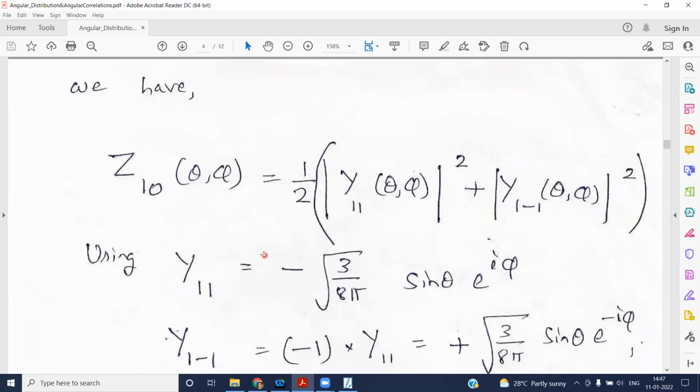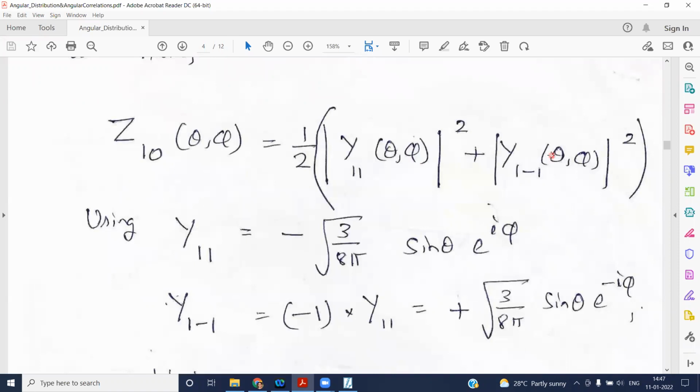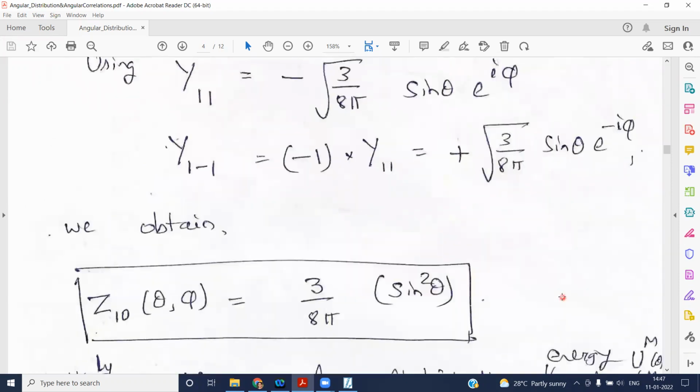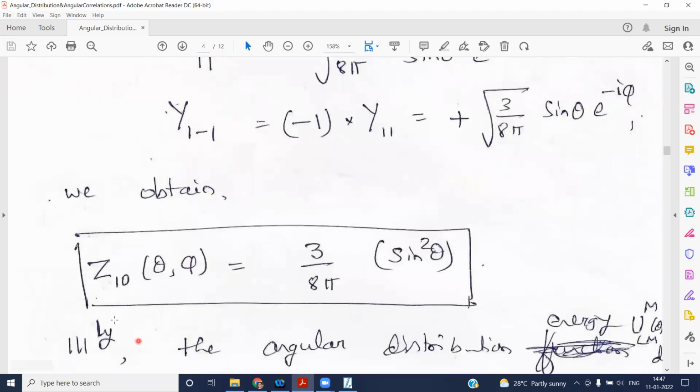So Z10(theta, phi) depends on Y11 and Y1-1. Y11 is given by this expression. Check it with your tables. Y1-1 is given by minus 1 into Y11. I will write that. And we obtain simply Z10(theta, phi) is 3 by 8 pi sine squared theta.